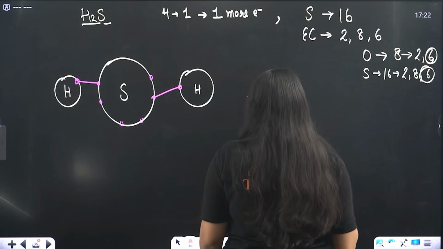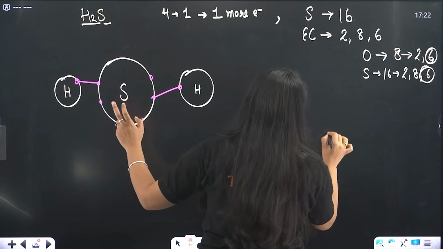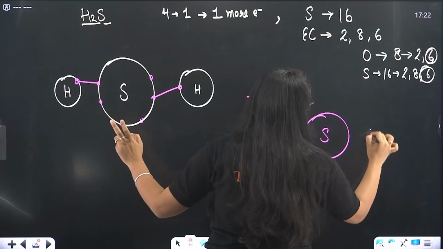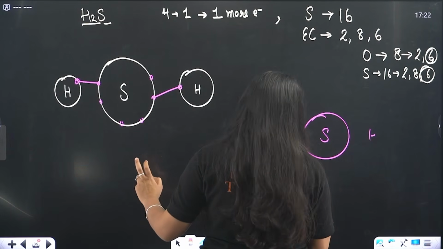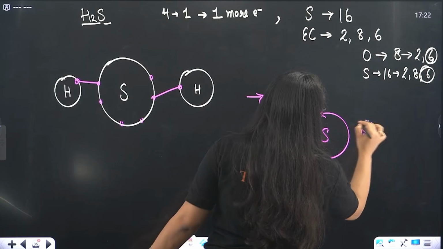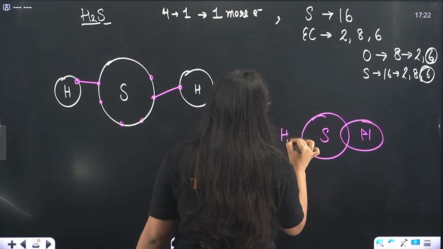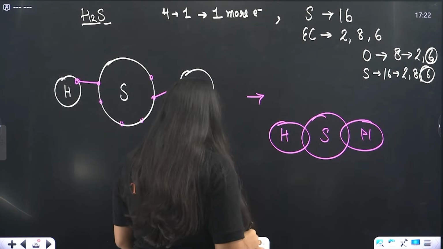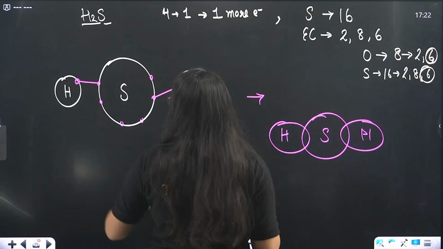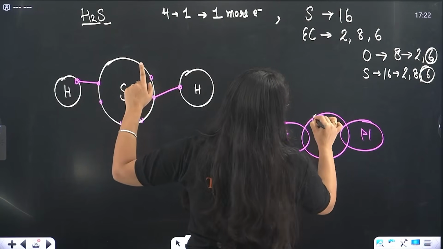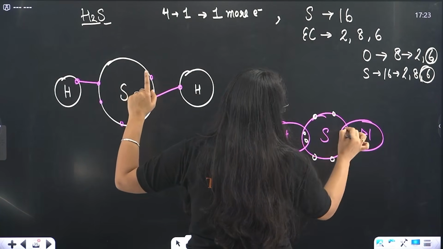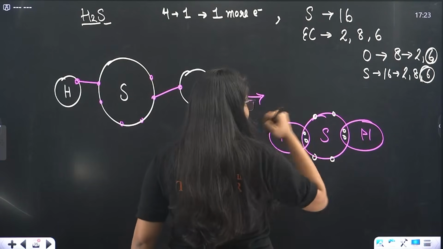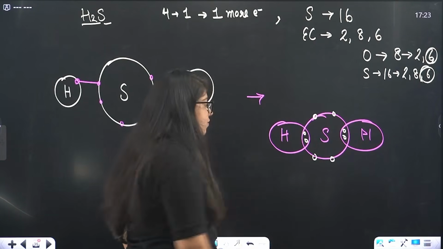Okay, so now sulfur is here, and one hydrogen is overlapping with sulfur, another hydrogen is overlapping with sulfur, right? So how many electrons do they have? 1, 2, 3, 4. One it gave to this hydrogen, one it gave to this hydrogen, one this hydrogen gave to the sulfur, one this hydrogen gave to the sulfur.